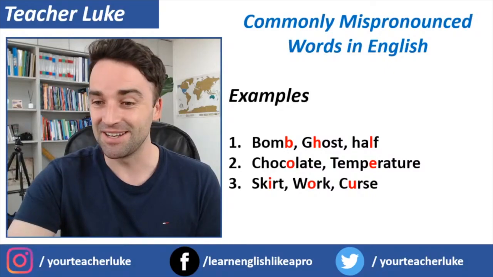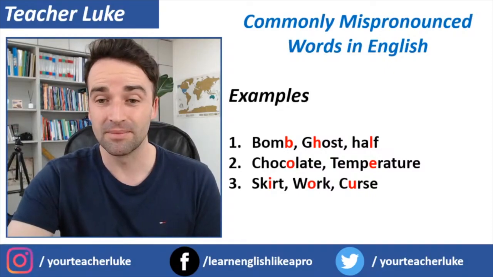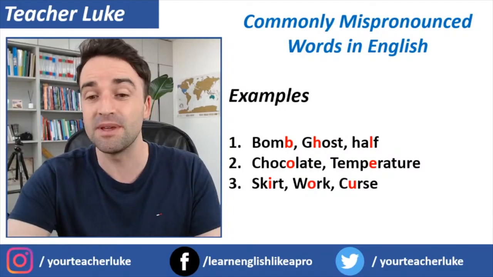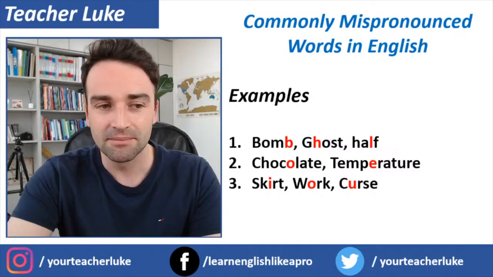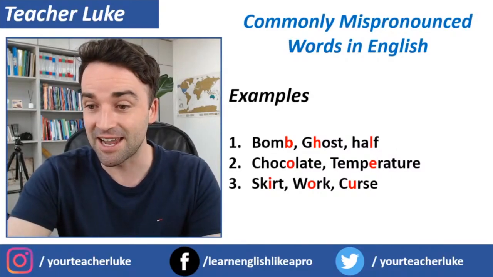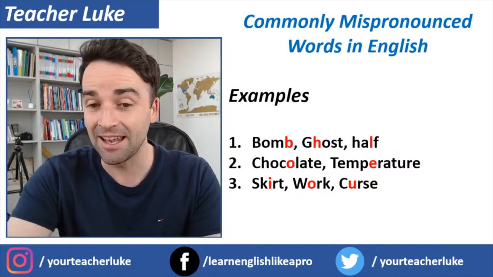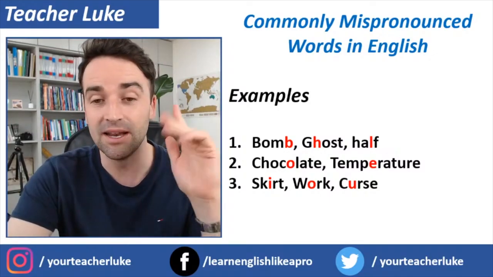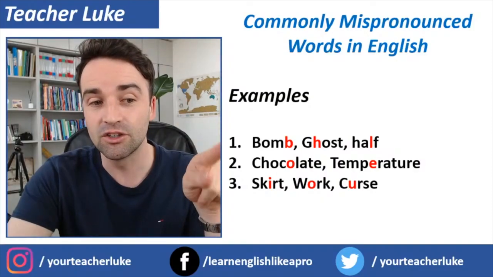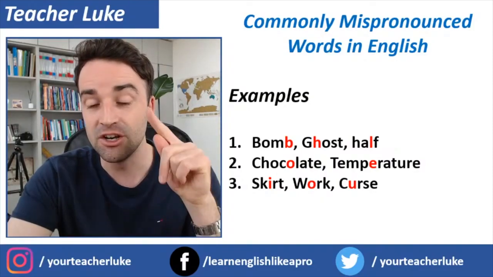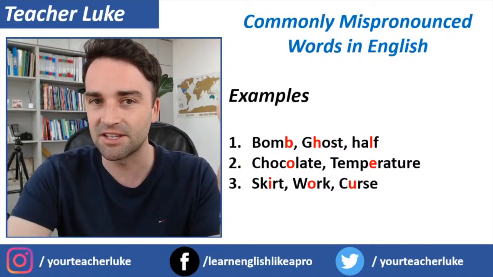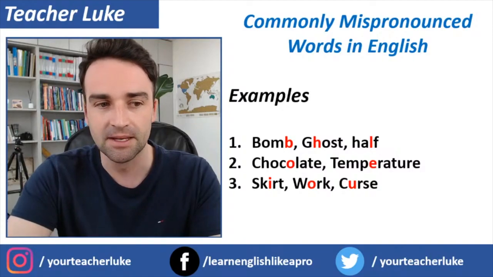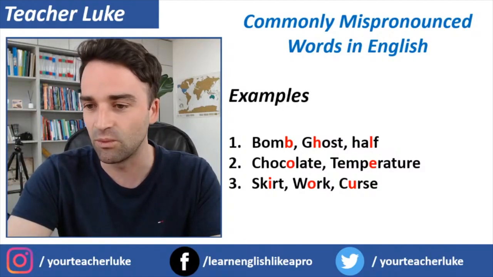Okay, anyway, so let's run through together. The first one, these words are commonly mispronounced because there's a silent letter. The B in bomb is silent. The H in ghost is silent. And the L in half is silent. So listen closely. Bomb, ghost, half. Not bomb, ghost, half. That's wrong pronunciation. So there's a silent letter in set one.